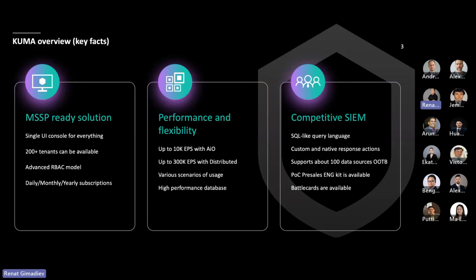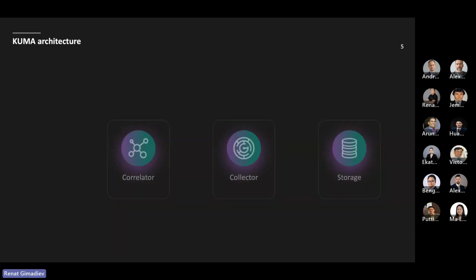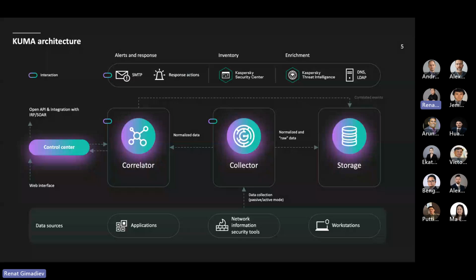Let's go further. The next topic is the architecture, and let's start the overview of the architecture from the scheme. Our solution has four components: control center, correlator, collector, and storage. I think many vendors have the same architecture, but the names of the components might be different. But let's start with our SIEM and its components.